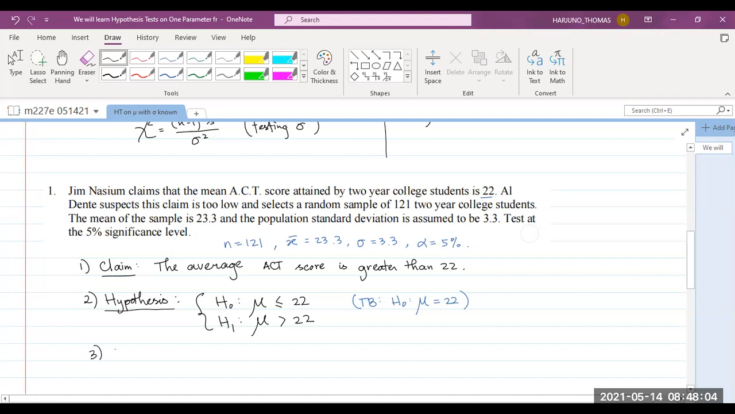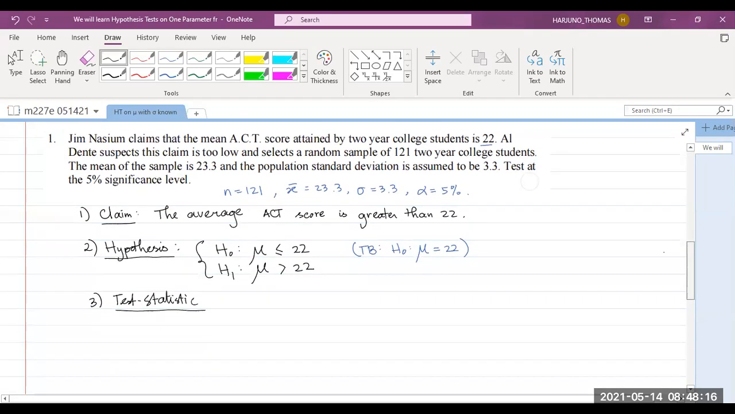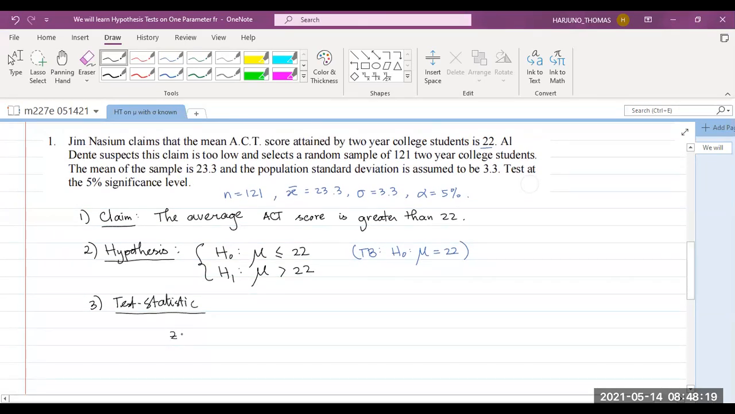Okay, step 3, test statistic. Since the population standard deviation is known, we will use the standard normal distribution, z-score. The numerator is the sample mean minus the claim mean, divided by the standard error, 3.3 over square root of 121. Now use your calculator. Let me show you how I will use my calculator.